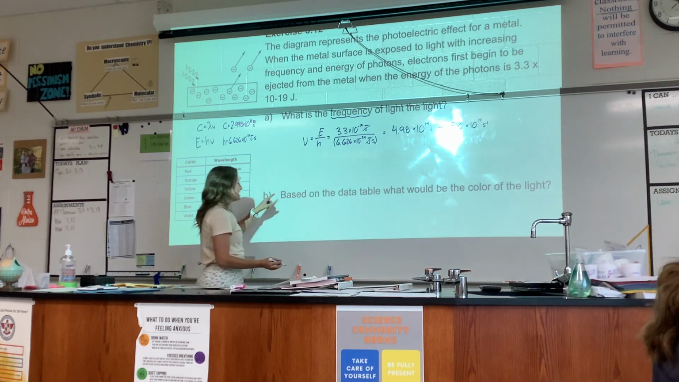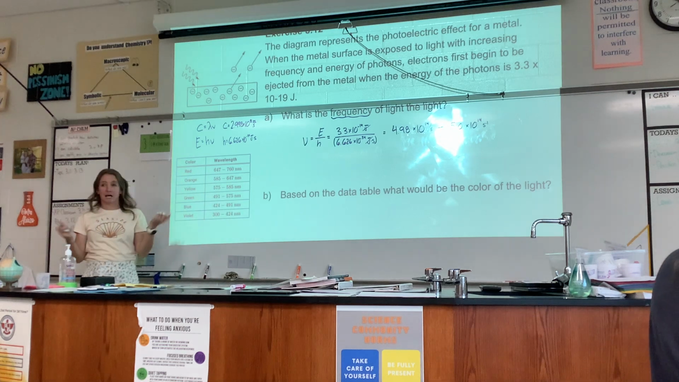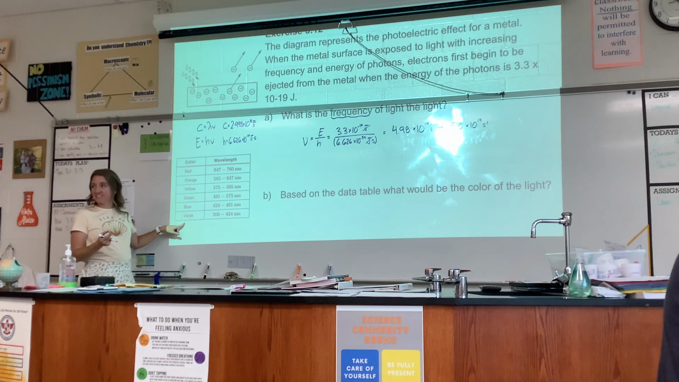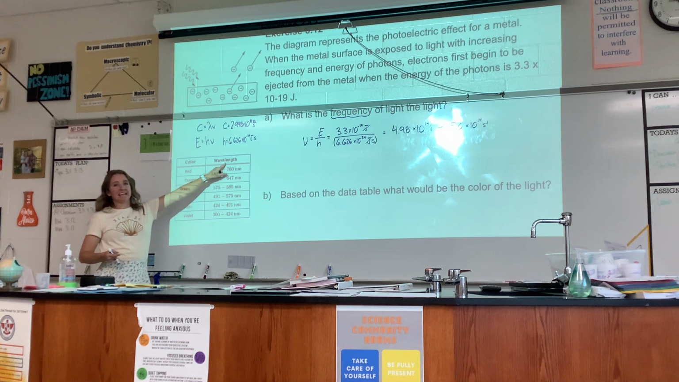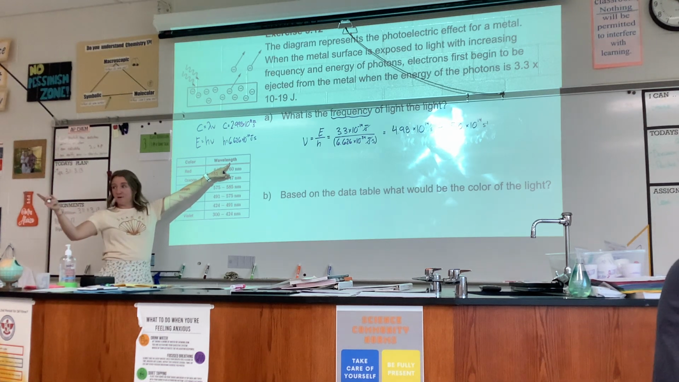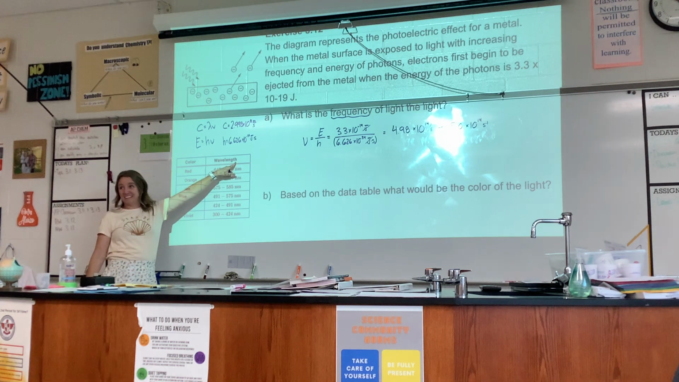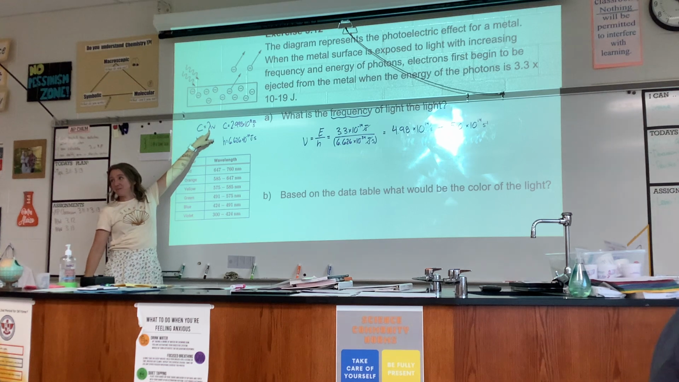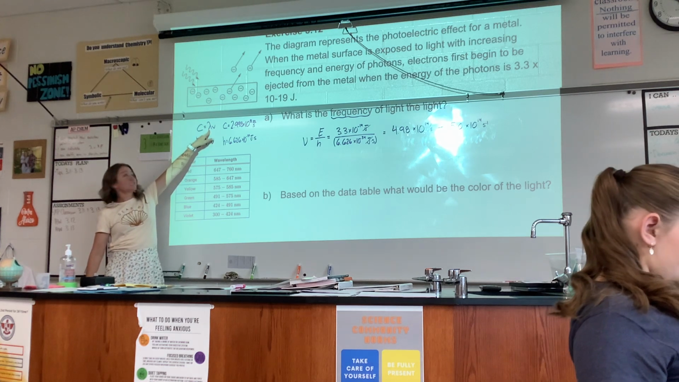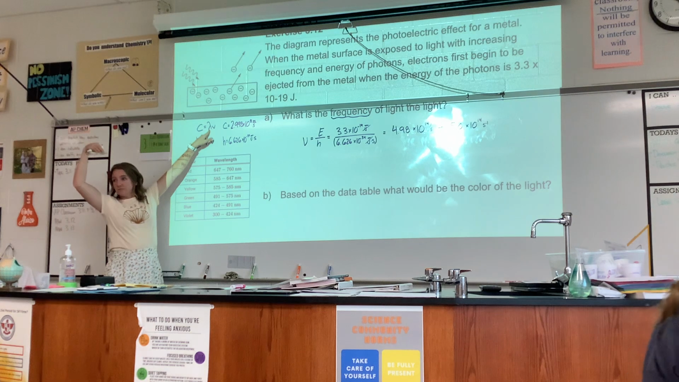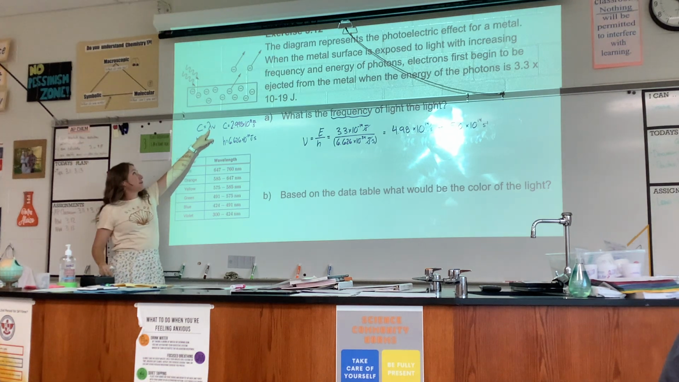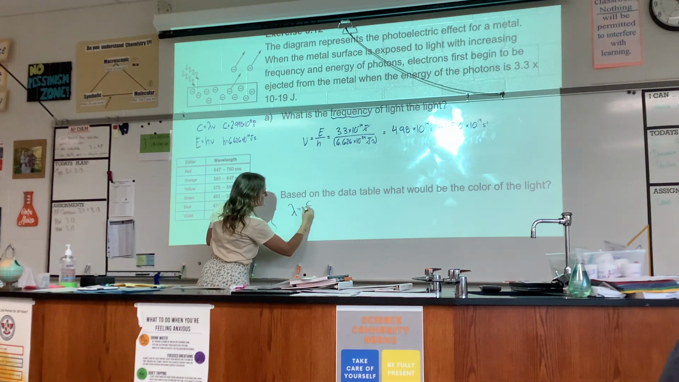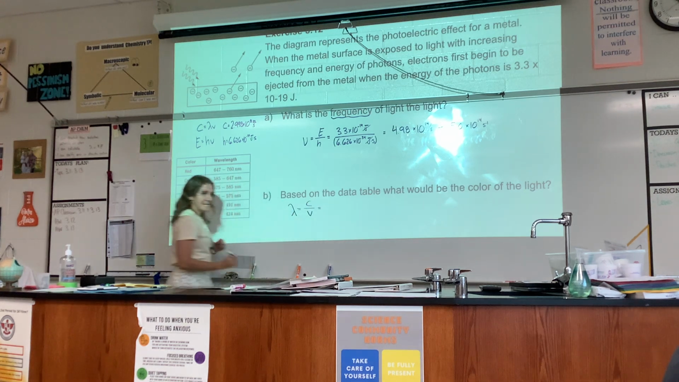Okay, let's get to part B. Part B says, based on the data table, what would the color of our light be? So we have a bunch of colors, but they give it to us in nanometers, which is wavelength. So we've got to convert to wavelength to compare it to my chart. Wavelength is our little lambda symbol. So how did I get this one by itself? Good. So wavelength is c over v.